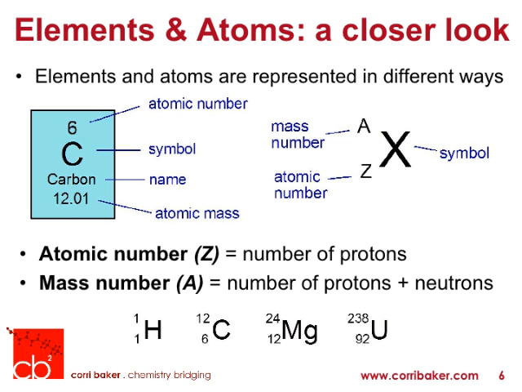But some examples that we've got here of the way that these atoms might be represented are hydrogen, H 1 1, carbon, C 12 6, magnesium, 24 12, and uranium, 238 92. So there's just some examples of how we represent some different elements.